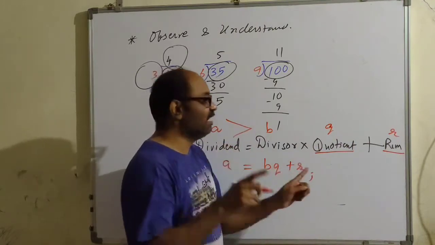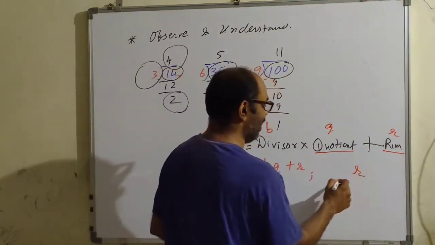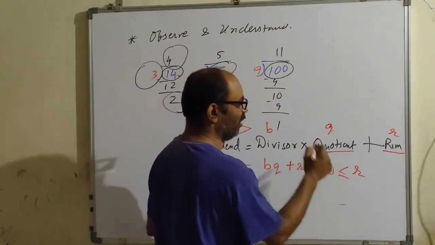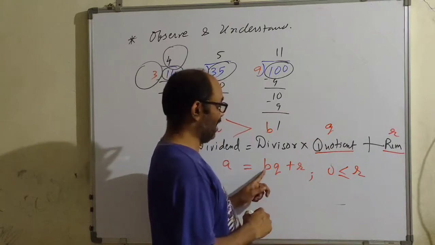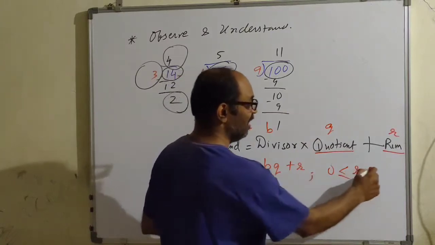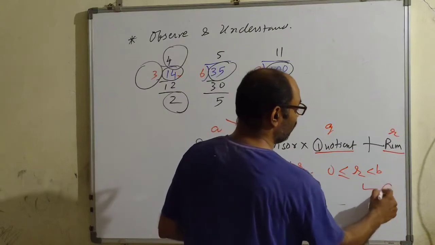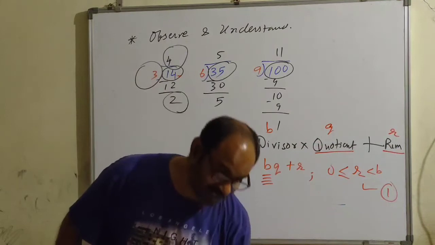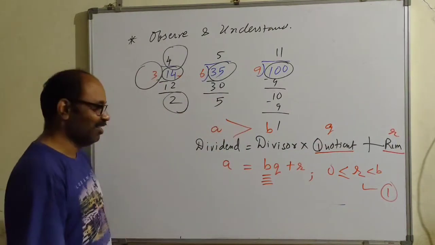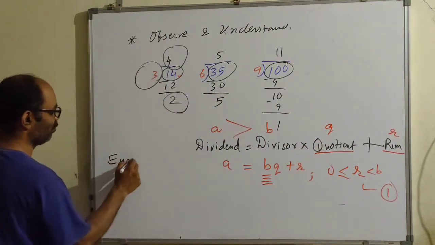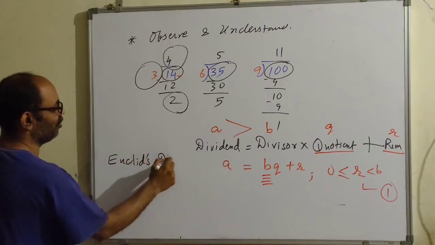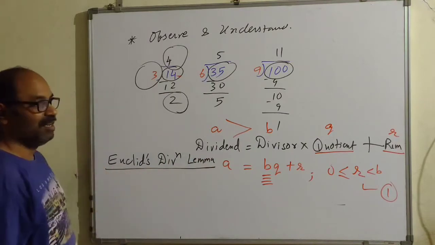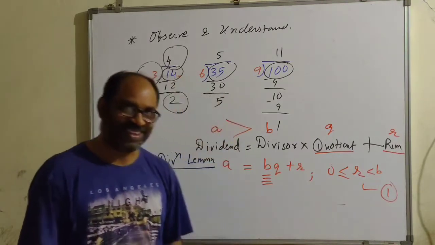And recall that condition for remainder. This remainder is greater than or equal to 0, but always less than divisor. This equation was symbolically given for the first time by Euclid. So it came to be known as Euclid's division lemma. Now what is Euclid's division lemma?